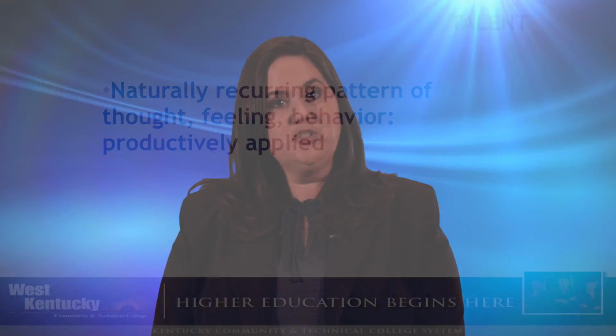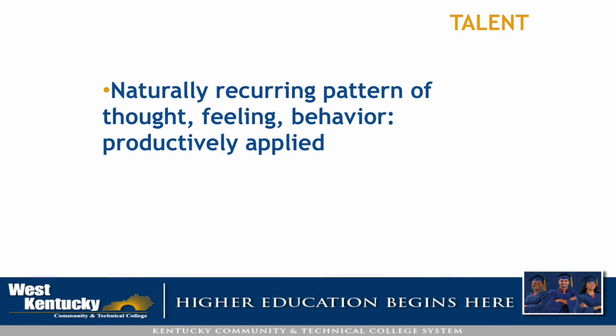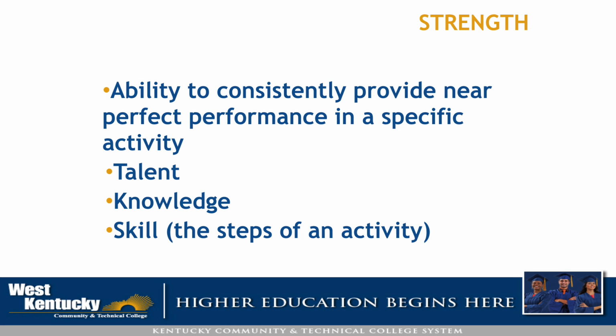A talent is a naturally recurring thought pattern, a naturally recurring behavior, a naturally recurring feeling that you productively apply over and over. Now, a strength is built from the actual talent. The strength is the ability to consistently provide near perfect performance within a particular activity. So if you're thinking about something that you typically do well over and over and over, that's probably an indication that you have a strength in that particular area.